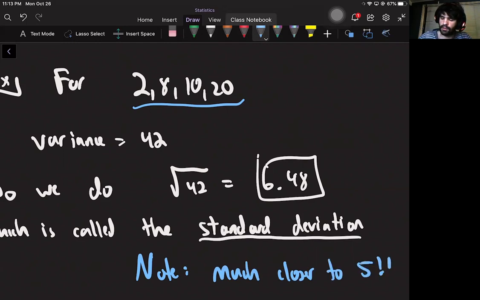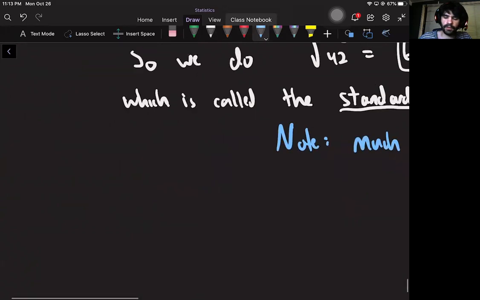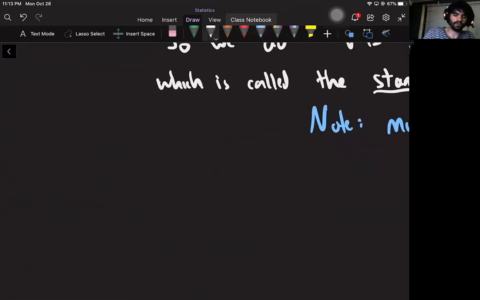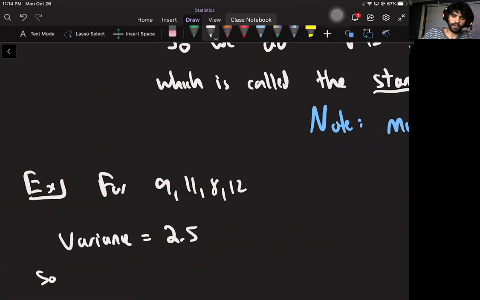So that's great, because then they match up a little bit better in terms of they both tell you, okay, it's kind of spread out, versus the other one, which is 1.5, tells you, okay, not spread out at all. So let's do that other example too, just to finish it up. So for this guy, 9, 11, 8, 12, the variance was 2.5, correct? So then what's the standard deviation, which I'll abbreviate like this?